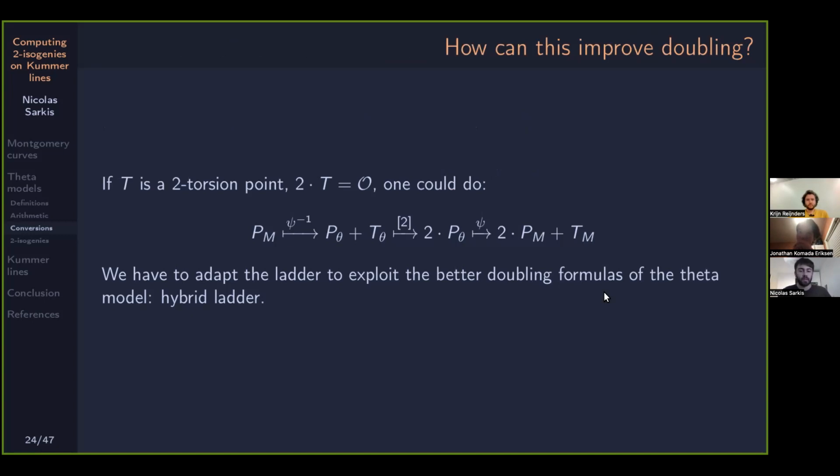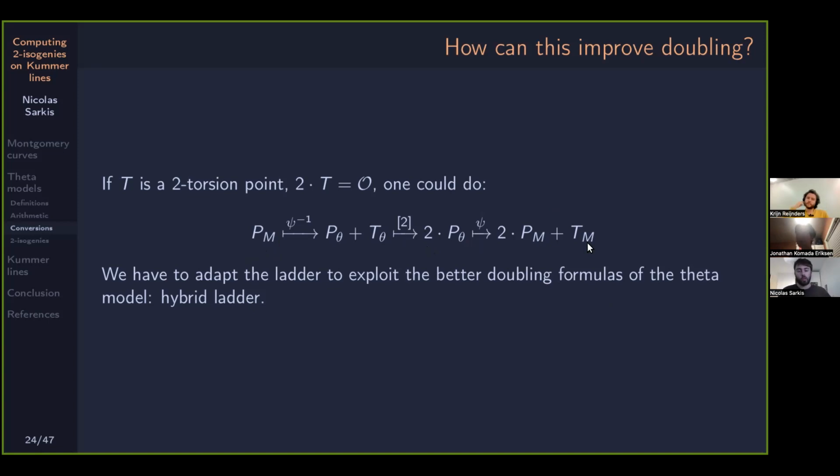And the answer is yes, because if T is a two torsion point, 2 times T is equal to 0. So if you start with a Montgomery point, you use the free conversion to theta, you recover the point in theta plus a two torsion point. You do your doubling in theta, and because T is of two torsion, it disappears, so you only have 2 times the point in theta. And then you once again do the free conversion to Montgomery, so you recover 2 times the point in Montgomery form plus a two torsion point.